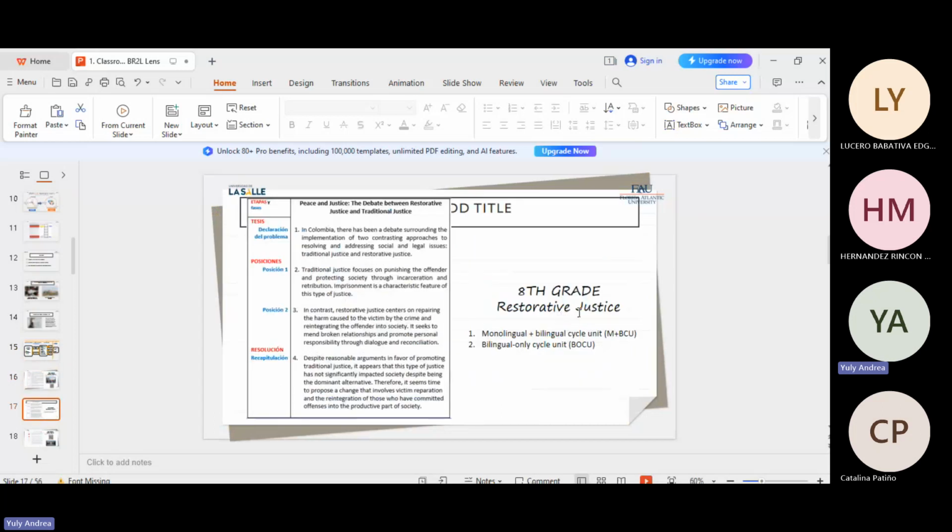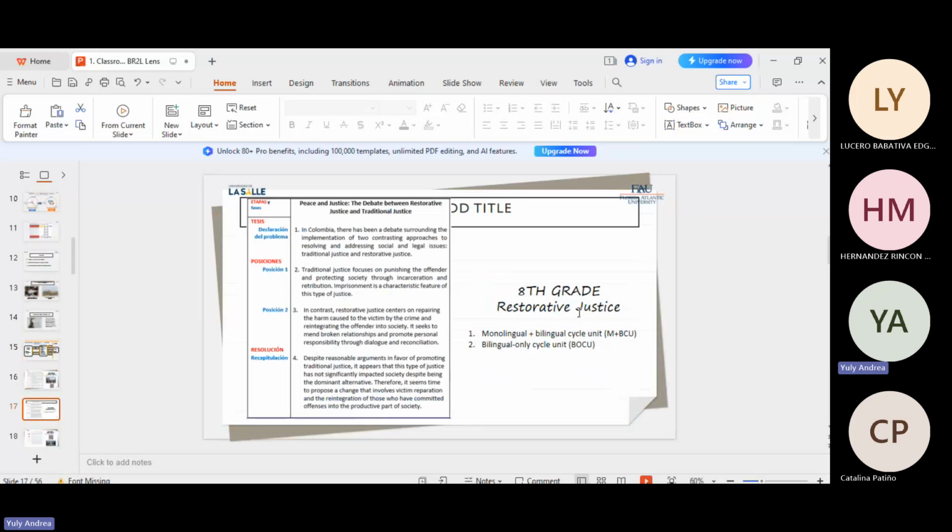And with 8th grade, I selected a topic that was within the suggested curriculum. I kind of adapted one topic that is restorative justice. With that grade, I also conducted 2 learning cycles. The first one was monolingual, and then the second one was bilingual.